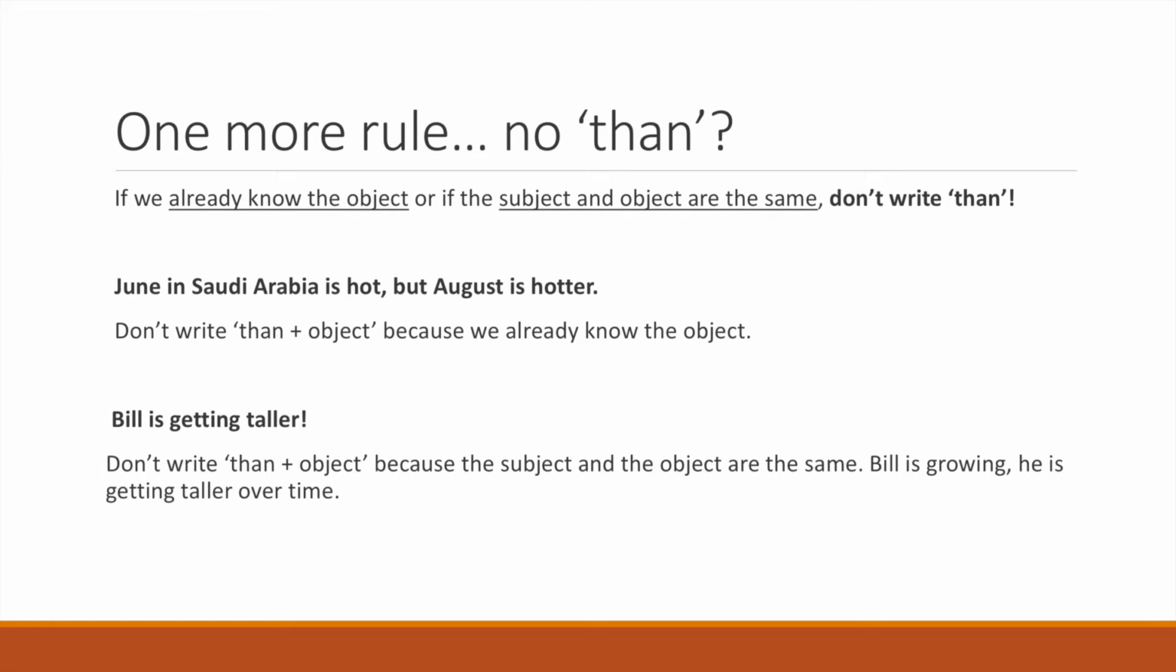Now, the last rule to remember for comparative adjectives is if we already know the object, or if the subject and object are the same things we are comparing, we don't need to write than. For example, June in Saudi Arabia is hot, but August is hotter. In this example, we have the comparison between the weather in August and June. In the second clause, but August is hotter, I know we're comparing August to June, so we don't need to write than.